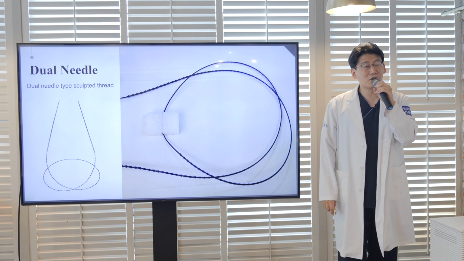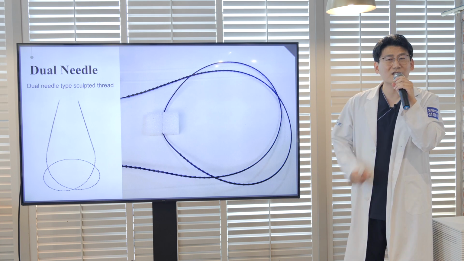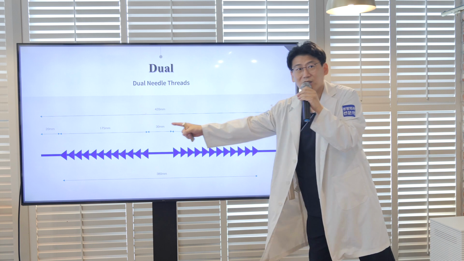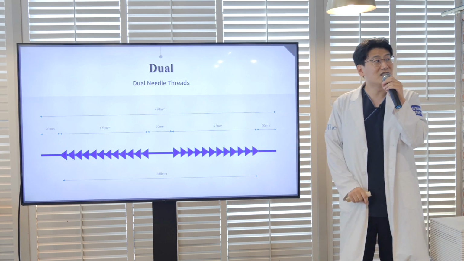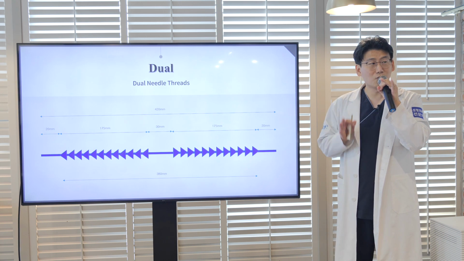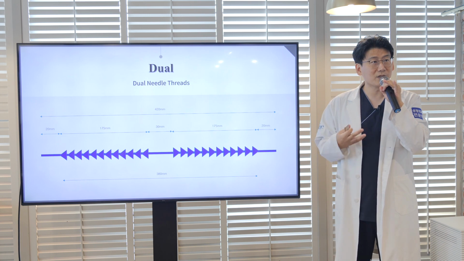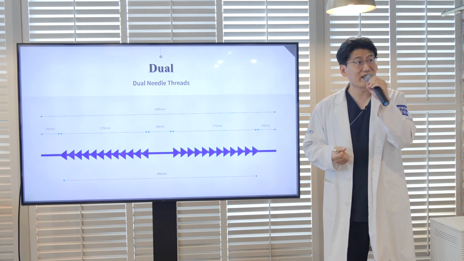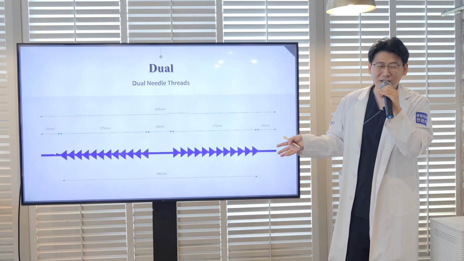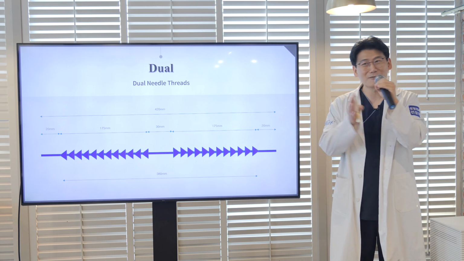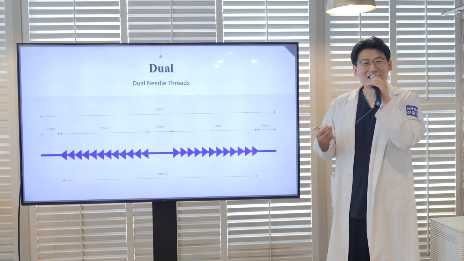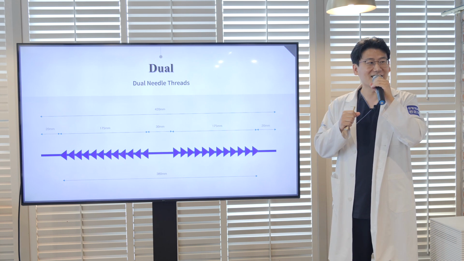Furthermore, for better fixation, you can use a dual needle thread. It's a long bidirectional cog. At both ends of the thread, it has a 10 centimeter long needle. But if you are a beginner, I do not recommend this. You should first accumulate a lot of experience with fixed thread or thread loaded on cannula, then apply this. Because it's very strong, which means it can also cause some problems. To use this fluently, you should solve the problems first.